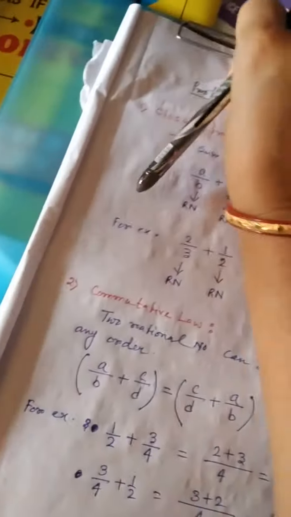Okay. Now come to the next part. Our next part is the properties of rational numbers.